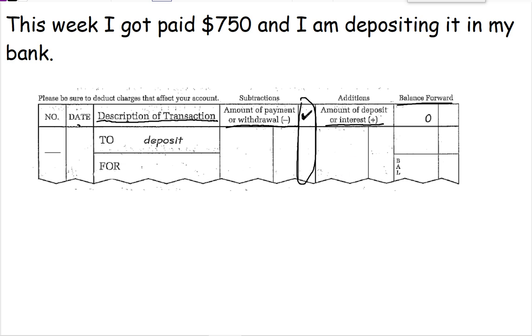And then I'm depositing $750. So I'm going to write $750. The line is where I put the decimal, and then my zeros go after it. So my balance going forward is I'm adding $750. So my balance is $750.